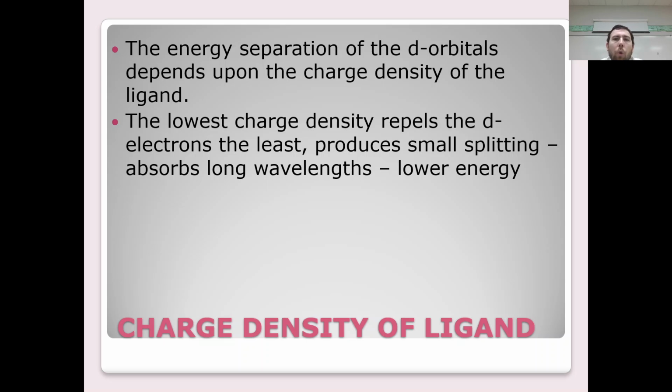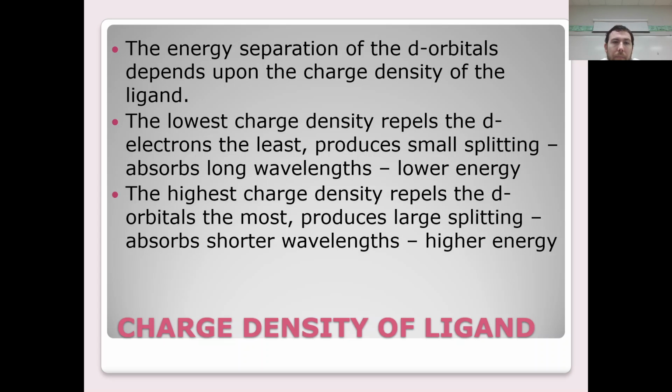And so the lowest charge density is going to repel the d electrons the least. So that means you're going to have a smaller gap between your split d sublevels. And so what that means is that it's going to absorb longer wavelengths, therefore it's going to absorb lower energy in order to cause those transitions to take place.